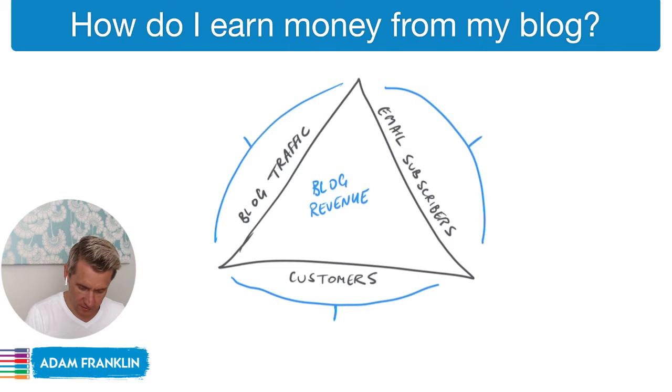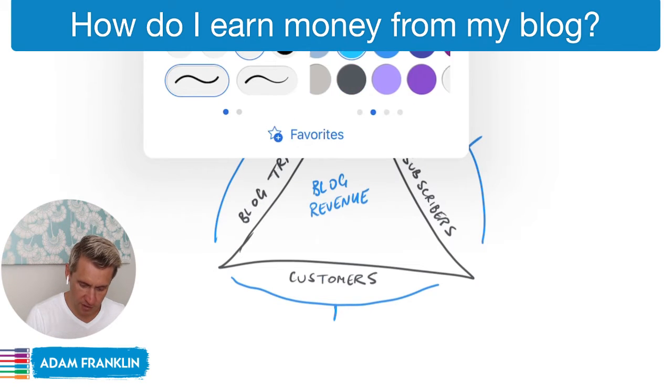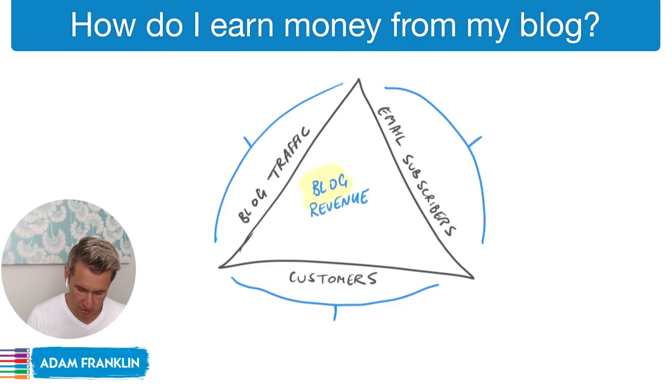So the goal is, let's get revenue for our blog, from our blog. So first thing we need to do, we need to firstly get blog traffic. Then we need to convert them to email subscribers. Then we need to convert them to customers or clients. Now, easier said than done. So what do we need to do?